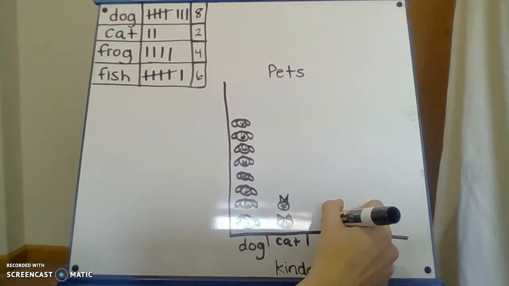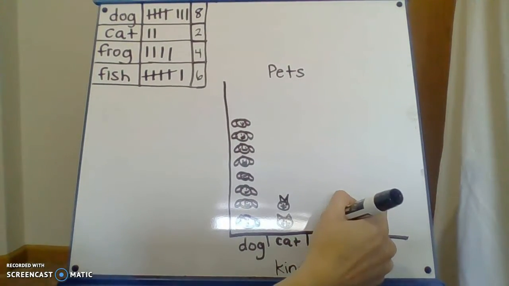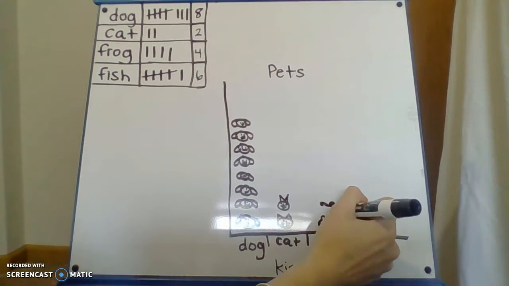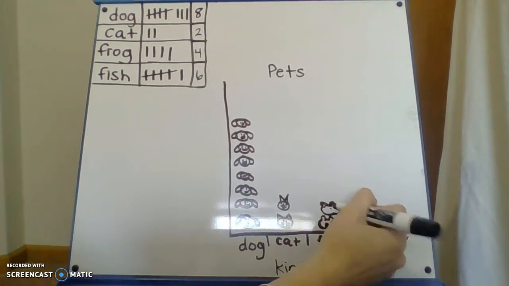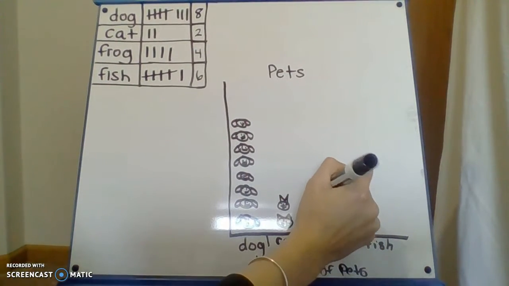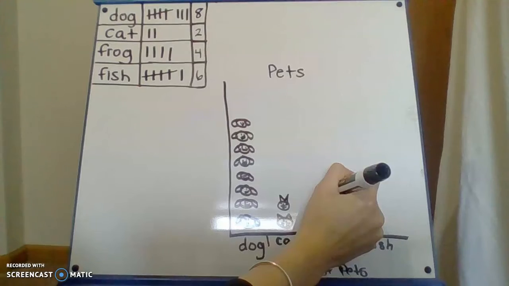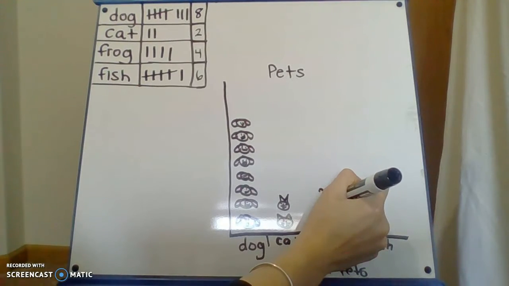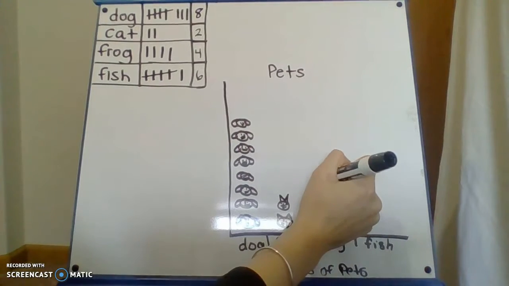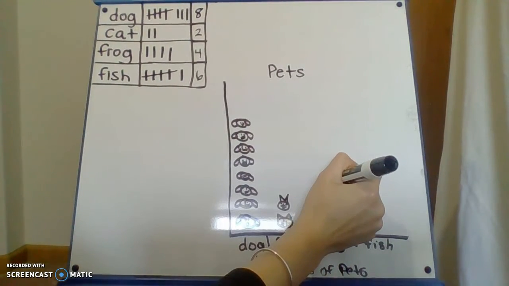Oh, frogs. I have 4 frogs, and I get to draw a frog. Lucky me. Well, I'm trying my best. They're supposed to be his eyes. Just try your best, that's all. 2, 3, 4.